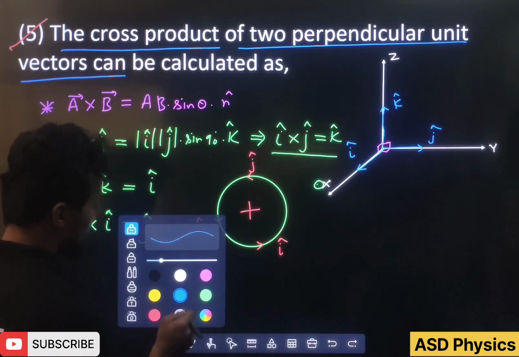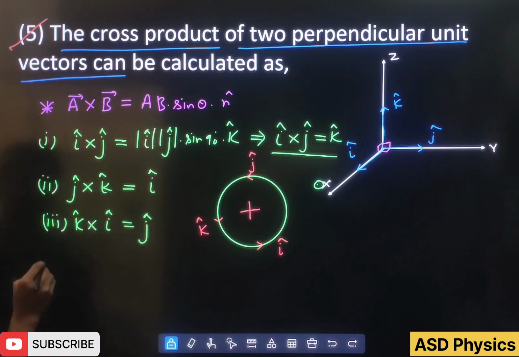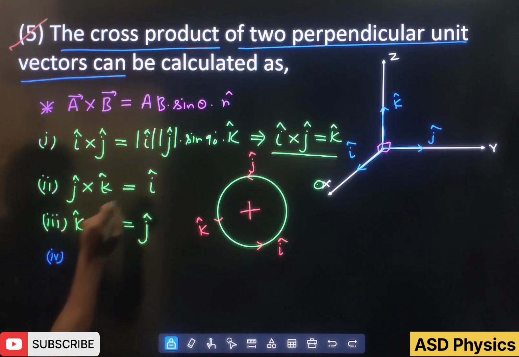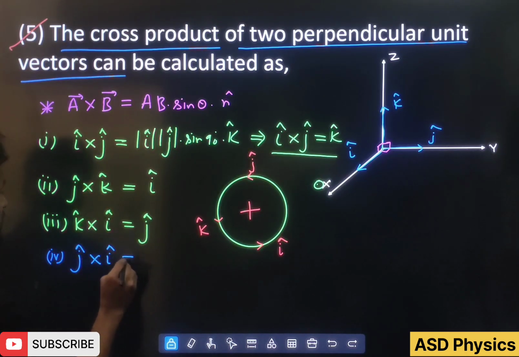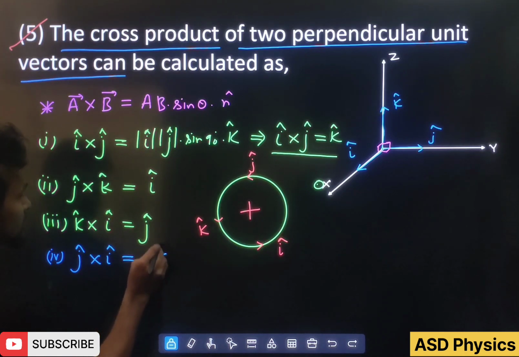Now, students, further, if we do just a reverse, what will happen here? Let's take for example, instead of i cap cross j cap, I am writing j cap cross i cap. What will happen here? It will become minus k cap.